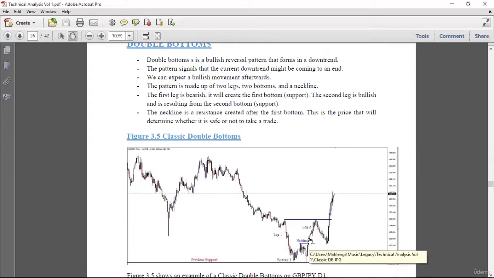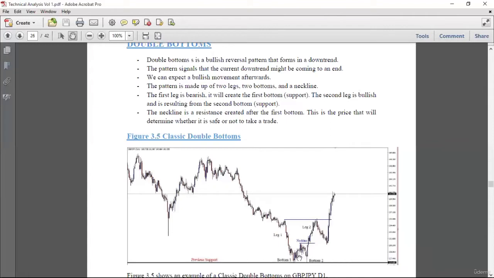You can optionally wait for a retest, or you can buy on the break of the neckline. But you have to wait for the candle to close. You have to wait for the candle to close above convincingly with a strong momentum.